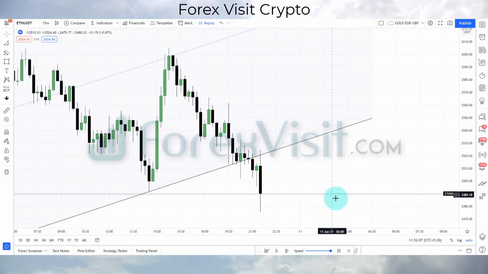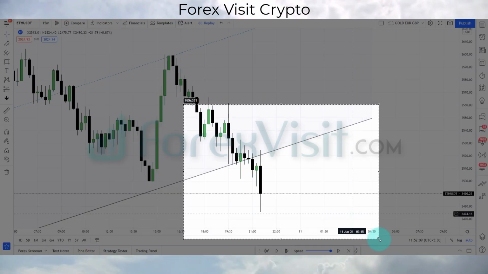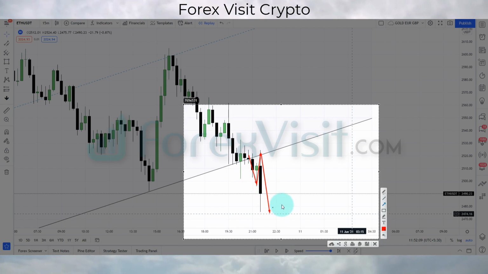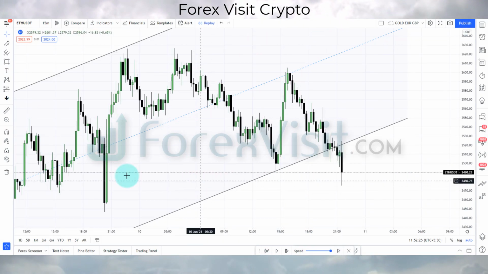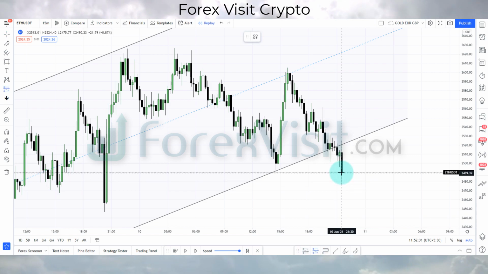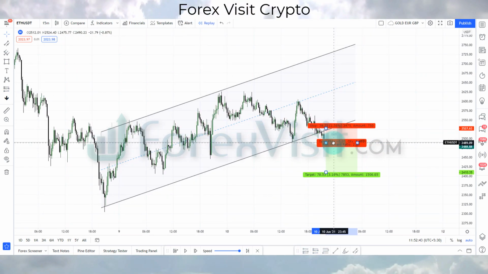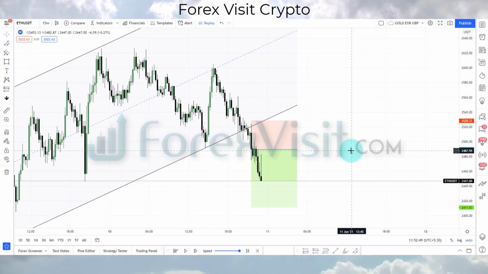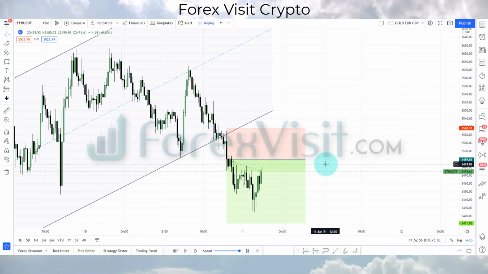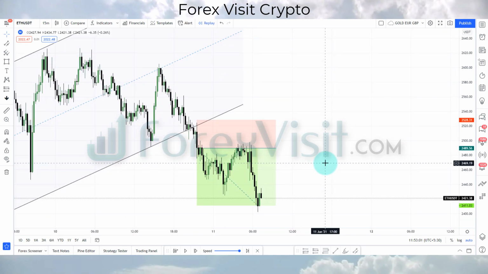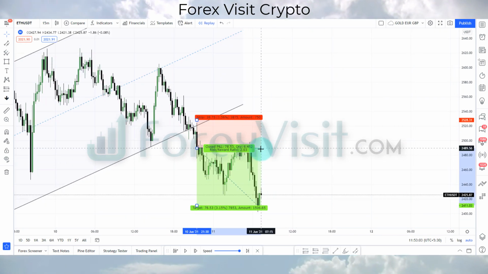Here you will see that the candle got rejection through the trend line and a bearish engulfing candle formed. So here we place a sell trade. And our risk to reward ratio is 1:2. We won this trade.